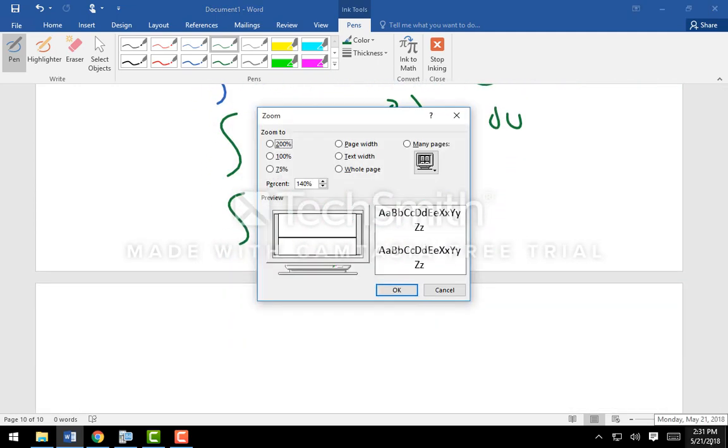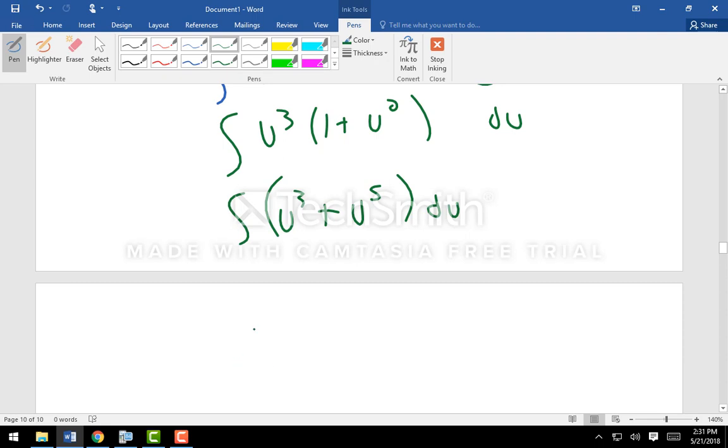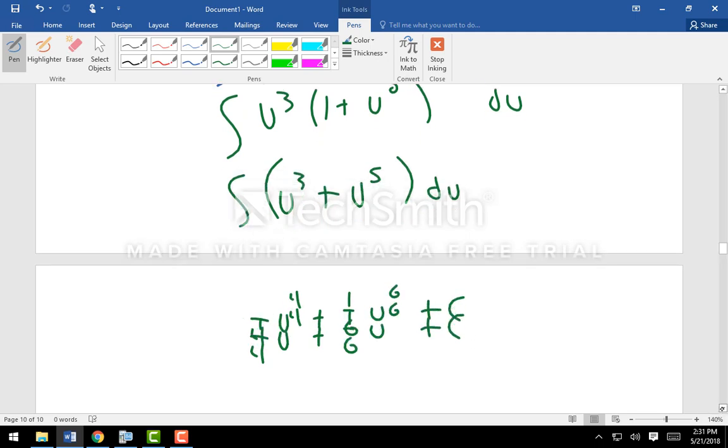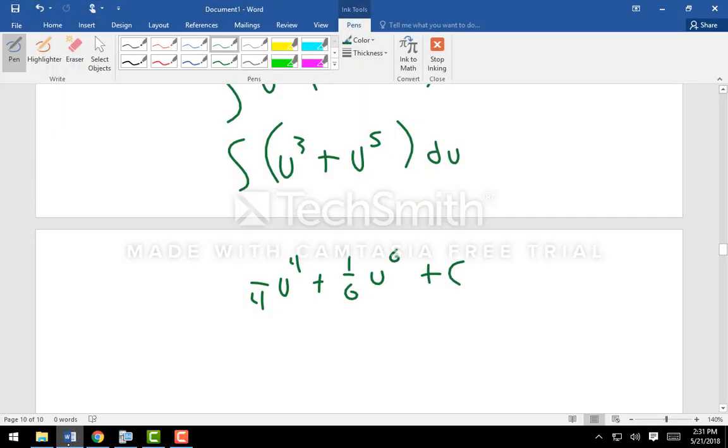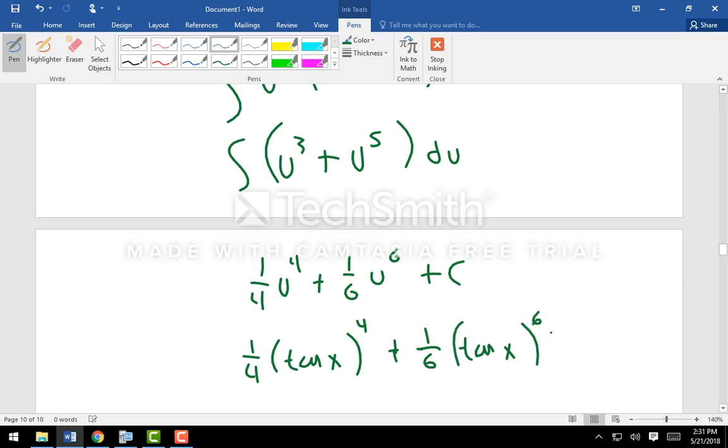So we end up with 1/4 u to the 4th plus 1/6 u to the 6th plus c, and then our u was tangent. So we'll go ahead and plug in the tangent expression. Computer is just doing whatever it wants. So we have 1/4 tan x to the 4th plus 1/6 tan x to the 6th.